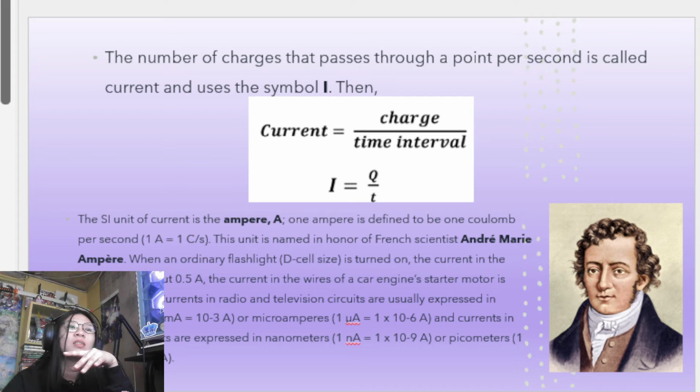Okay? So, this is current, that is charge over time. Charge, Q, which is in coulombs, and T, or time interval, which is in seconds, or s. So, basically, current is coulomb per second.